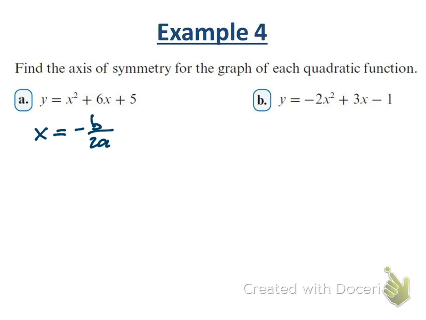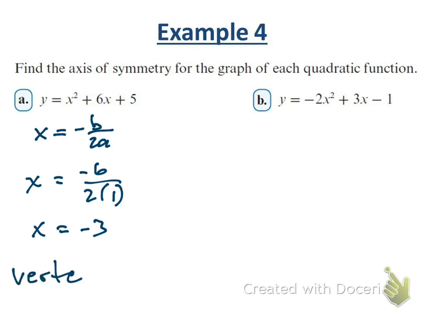What's negative b? Negative 6 over 2 times 1. That's x equals negative 3. Now, I'm not told to here, but couldn't we use that value to find the vertex? Because the axis of symmetry always passes through the vertex, right? So the vertex is going to occur when x equals -3.